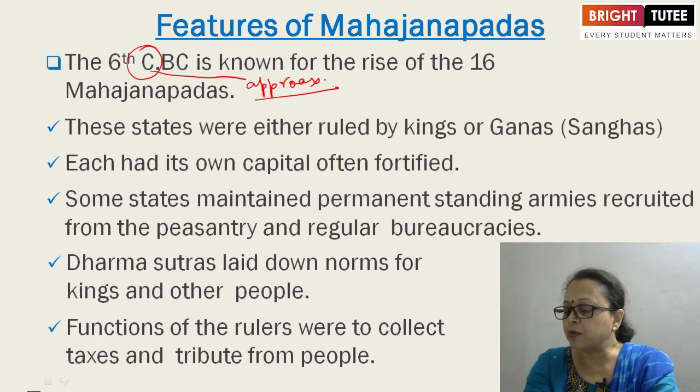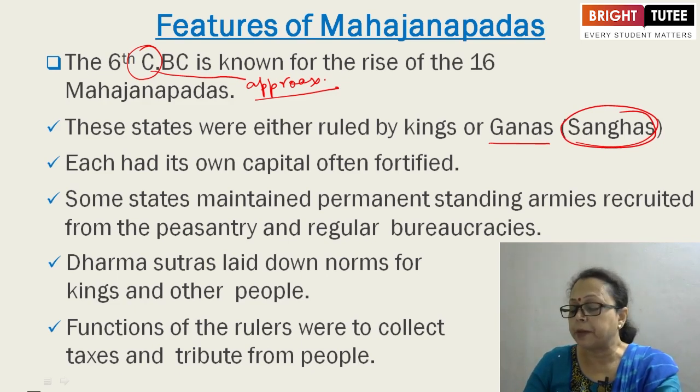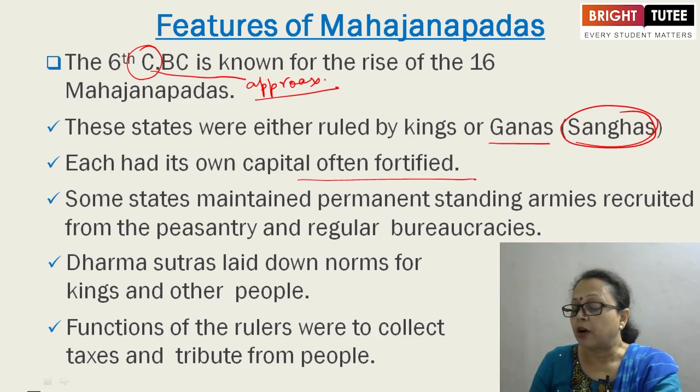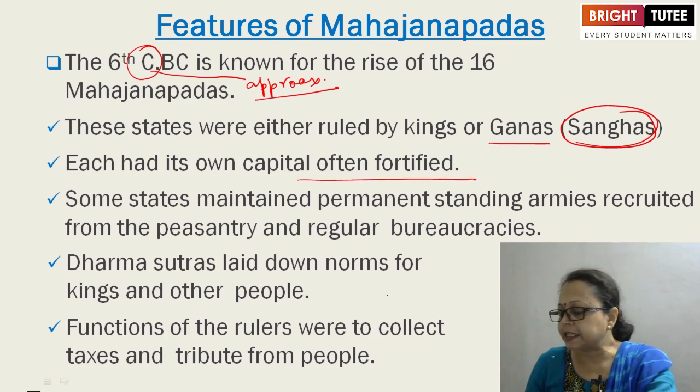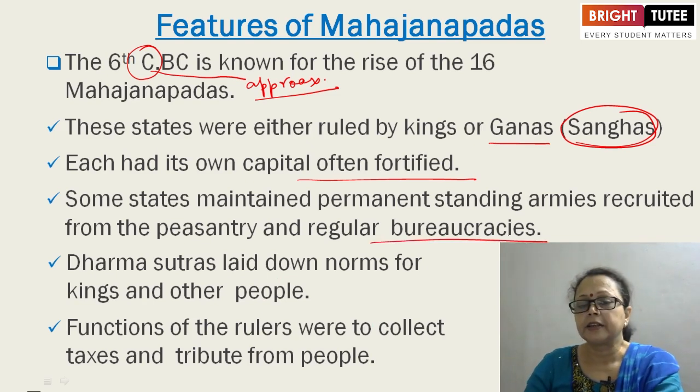These states were ruled either by kings or ganas. Ganas means a group of people. Each had its own capital, and these capitals were often fortified. Some states maintained permanent standing armies and recruited from the peasantry, and regular bureaucracies to run the administration in a very controlled manner. For the fortification of the cities and the state, they maintained a permanent standing army.